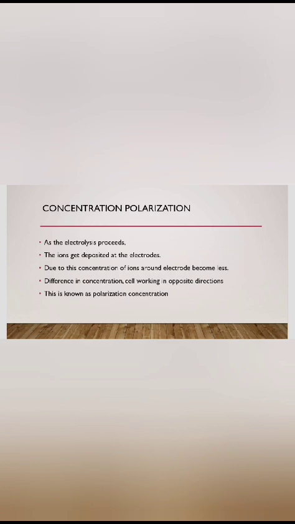Now we are going to see about the concentration polarization. As the electrolysis proceeds, the ions get deposited at the electrodes. Due to this, the concentration of ions around the electrode becomes less. This is more pronounced if the solution is not properly stirred. This results in a difference in concentration of ions. The difference in concentration may set up a concentration cell working in the opposite direction. This will end up in polarization. This type of polarization is called concentration polarization.